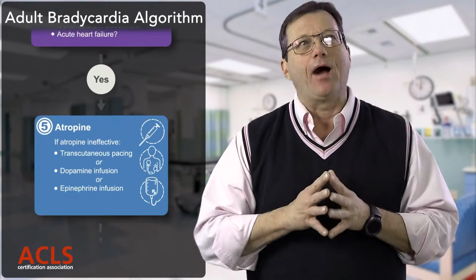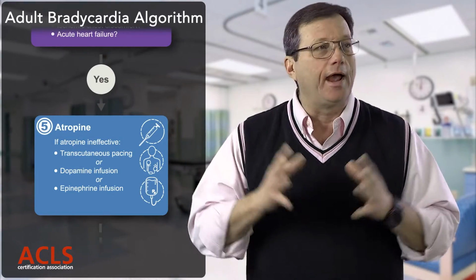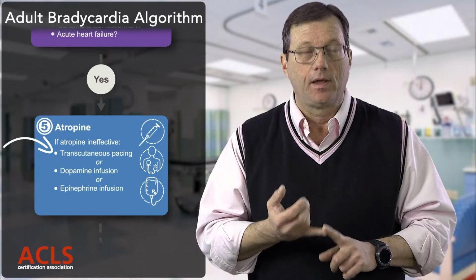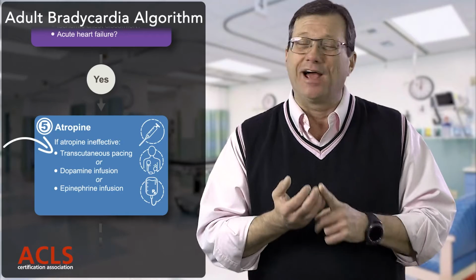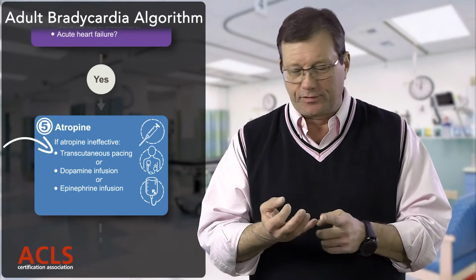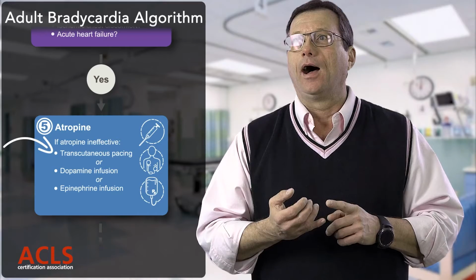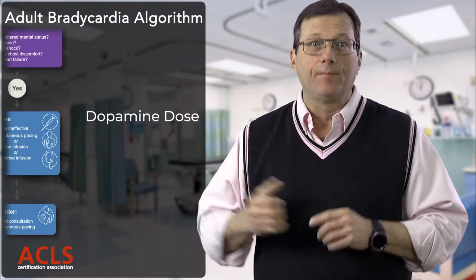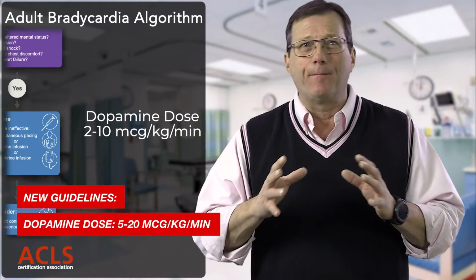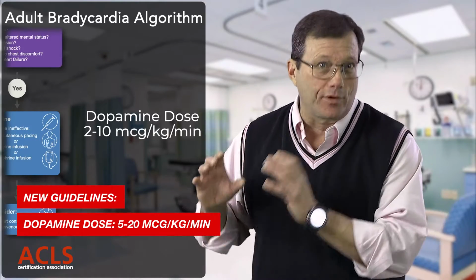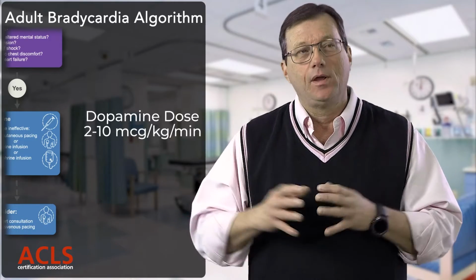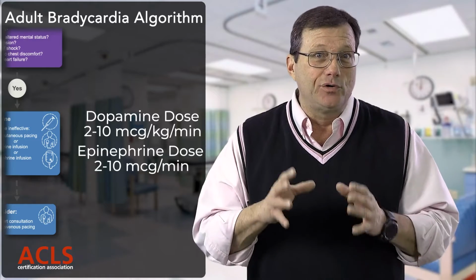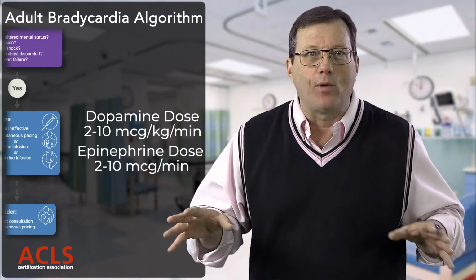Make sense? Now, if atropine doesn't work, we have some other strategies. One, transcutaneous pacing. We have a couple of other drug options. Not first-line drug options, but they can be used if atropine and pacing are ineffective. We can use dopamine to increase the heart rate. Dopamine, the dose, 2 to 10 micrograms per kilogram per minute. We can also try an epinephrine infusion. The dose there, 2 to 10 mics per minute, not weight-based.